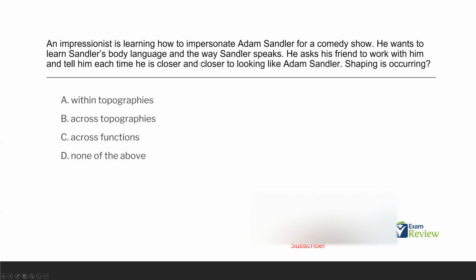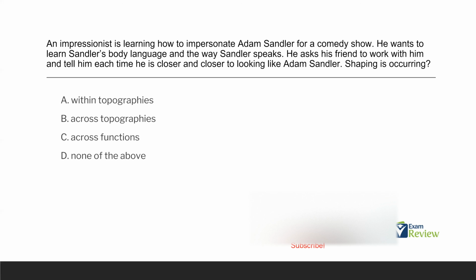Well, we know this impressionist is learning to impersonate Adam Sandler, and he wants to learn body language and the way Sandler speaks. Each time he gets closer and closer, he wants his friend to praise him. So he wants to continue to change the way his behavior looks. Is that going to be within topographies or across topographies? If you're continually changing how the behavior looks, you're shaping across topographies. Think about across topographies as the standard shaping procedure. You're trying to get to that terminal behavior, you're not there yet, and you're reinforcing closer and closer approximations each time the behavior looks a little different.